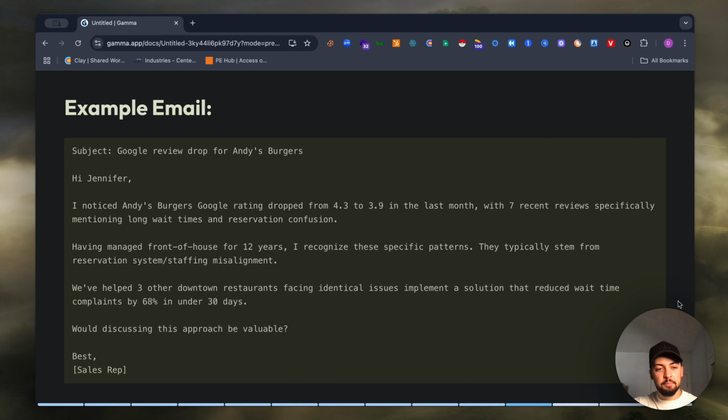A great example of this is saying, for example, "Hi Jennifer, I noticed Andy's Burgers Google reviews dropped from 4.3 to 3.9 in the last month, with 7 recent reviews specifically mentioning long waits and reservation confusion. Having managed front of house for 12 years, I recognize these specific patterns. They stem from reservation system staffing misalignment. We've helped 3 other downtown restaurants facing identical issues implement a solution that reduced wait time complaints by 68% in 30 days. Would you be open to discussing this?"